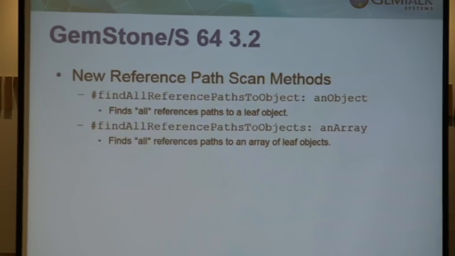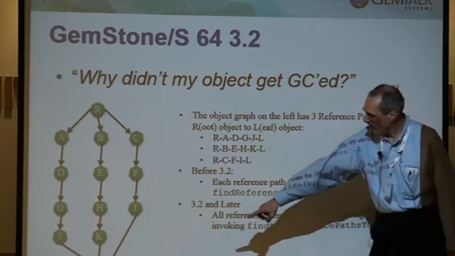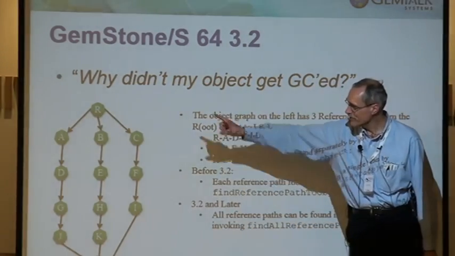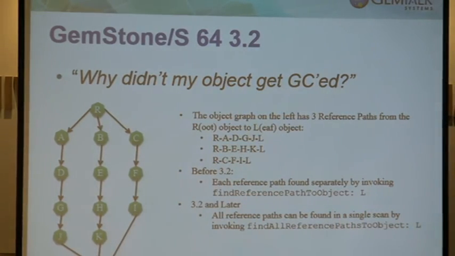Find reference paths. Why is this object still referenced? Starting from the root, what is the path? What are all the paths that find this object? So, for example, L at the bottom here is referenced from the root through 3 different paths. There's one message you can send that says, give me an array of arrays of the paths that lead to this object, so I can better understand my reference path.